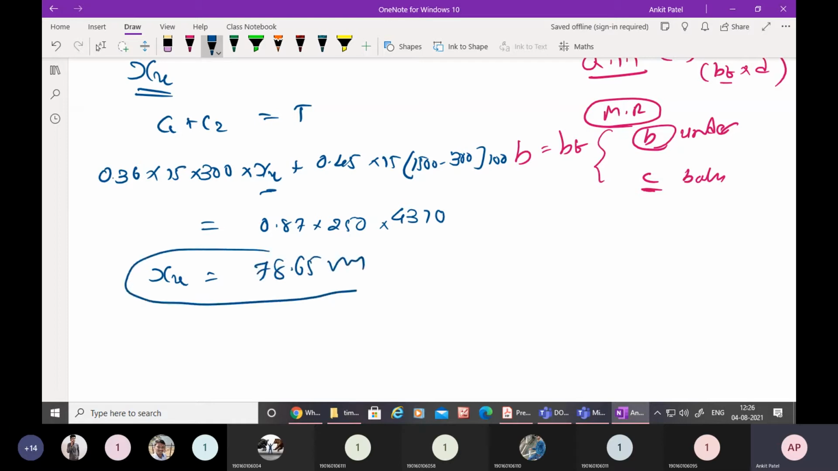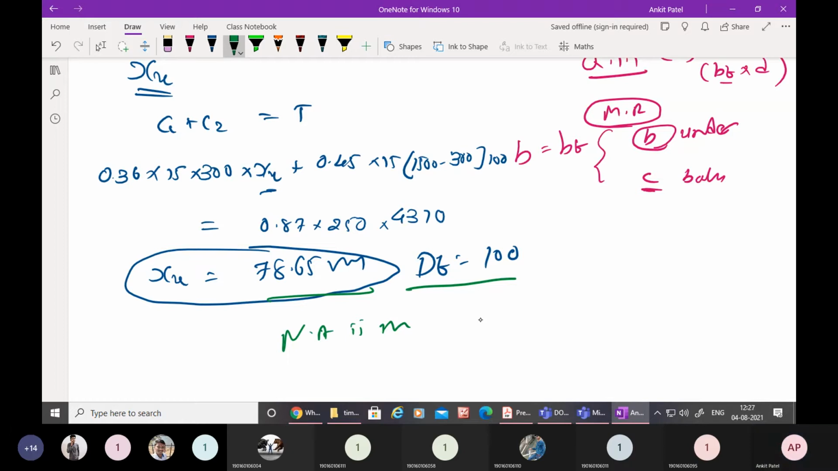So from this you can easily say that XU is equal to this, but DF is equal to 100 mm. So as per this relation, where is the neutral axis? Yes, give me the answer. Come on, quick. Where is the neutral axis as per XU and DF? DF is 100 and X.